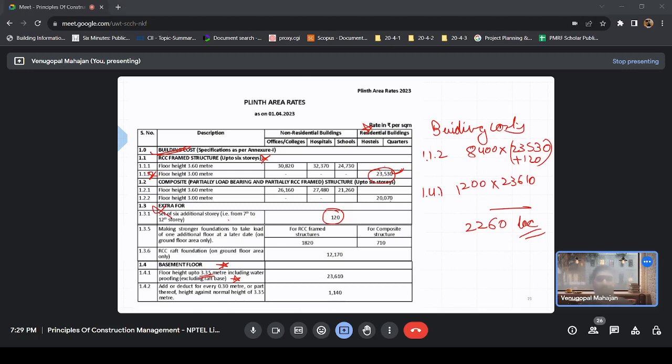Initially the contractor may also plan that, okay, what if I want to increase one storey at a later stage, right? Okay, sir. So the foundation has to be done beforehand. So this gives you the value that if you want to increase one additional floor, add this to your basic building cost.